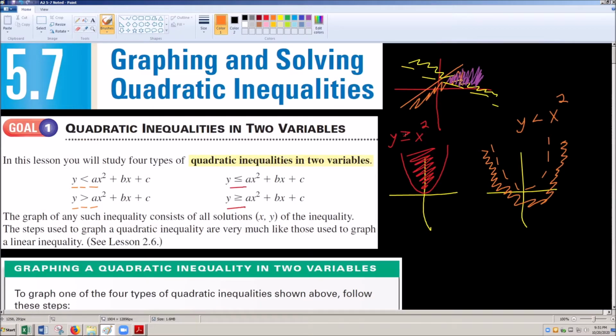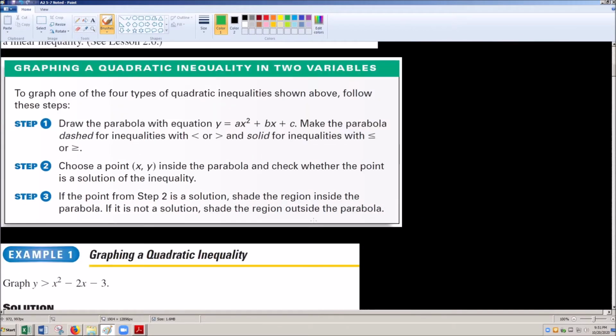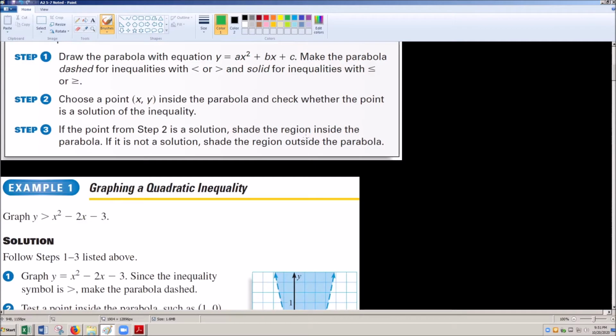So if the y is greater than, it's going to be above the curve. Keep in mind, my curve could open down, and above now means this stuff here. So just keep that in mind. But if you want to pick a point and test it out, we can always do that as well. If the point works, we're going to shade that region. If the point doesn't work, we're not going to shade that region.